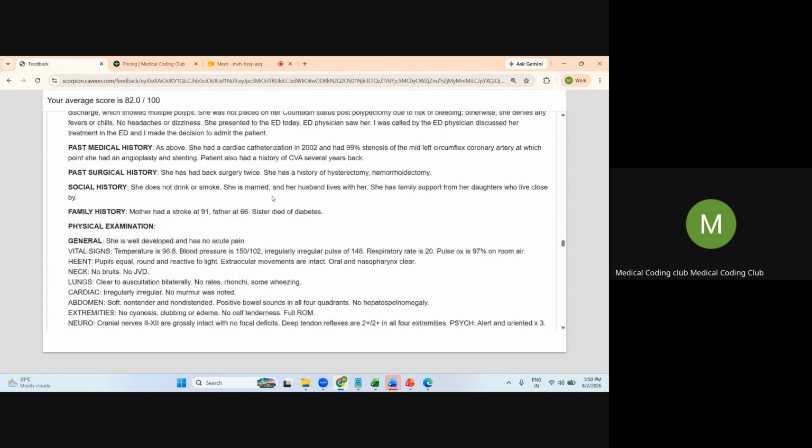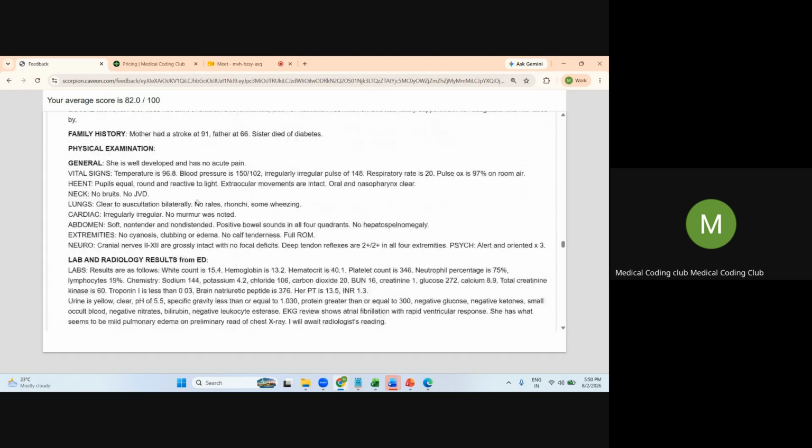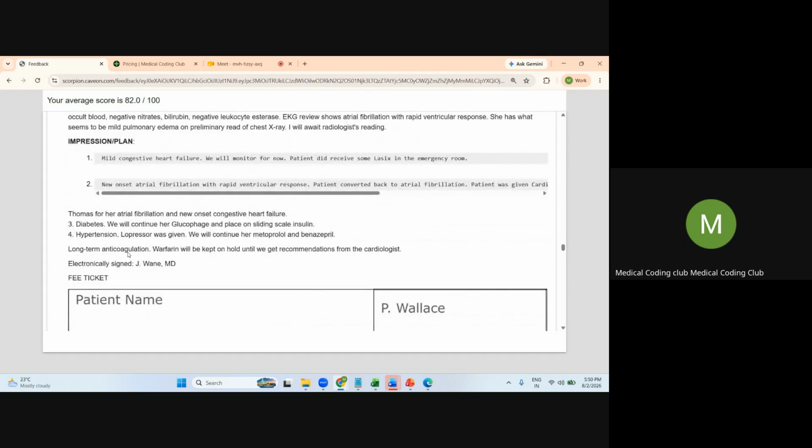Then if you come to risk of management, there is long-term anticoagulation, and this warfarin will be kept on hold.